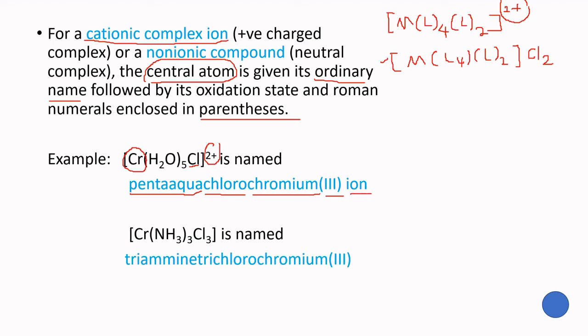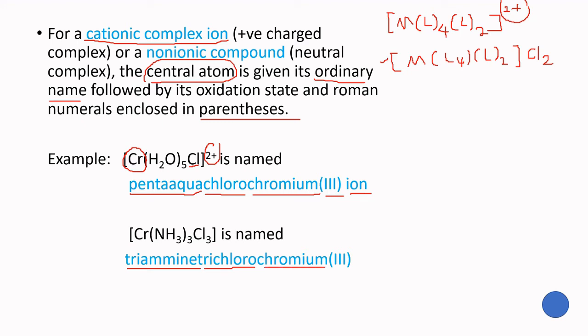So another example is when you have a neutral complex. In this chromium complex, you have 3 ammine ligands and 3 chloro ligands. So the complex is named as triammine.